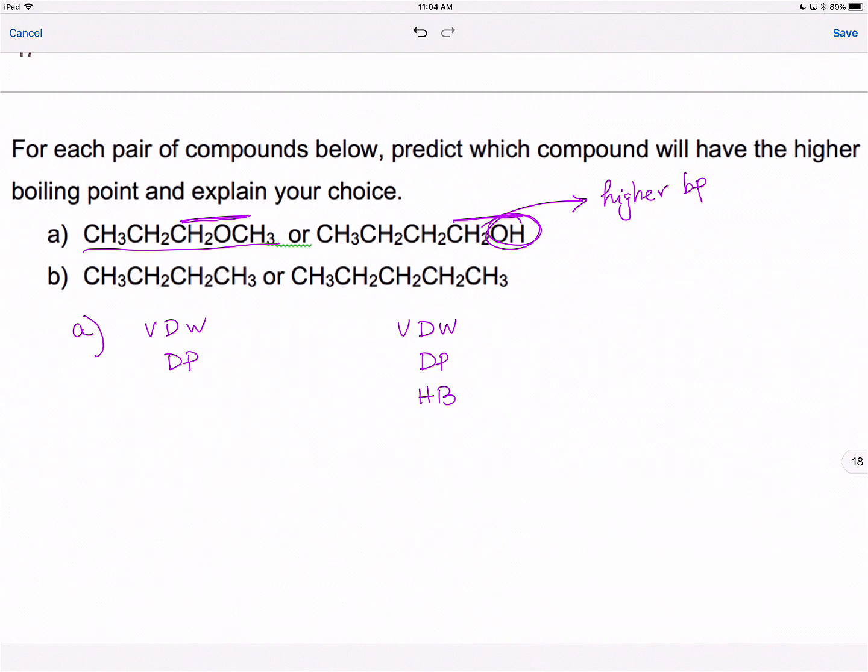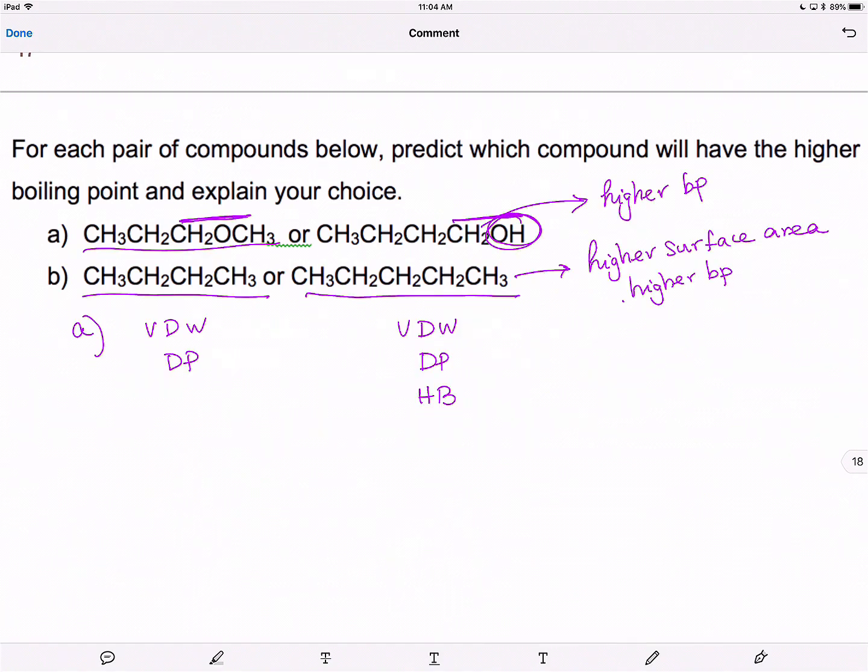Both of them are nonpolar compounds. The first one has 4 carbons. The next one has 5 carbons. So they're straight chain. They're not branched or anything. There's no compact arrangement here. So this one is going to have a higher surface area and therefore will have higher boiling point. Okay? Anything? Good.